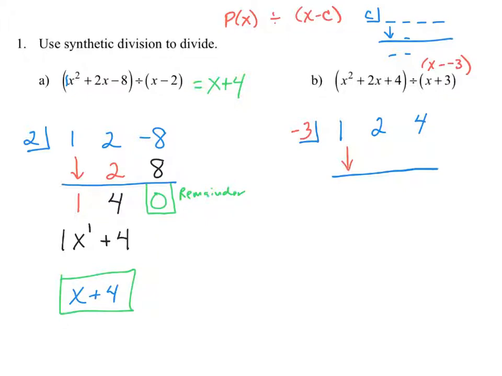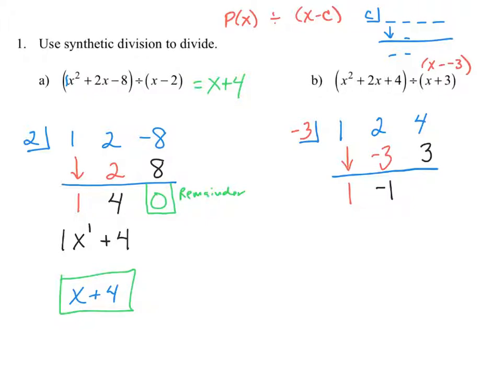After you get the setup, you always bring down the first coefficient of 1. Anything below the line, you're going to multiply by what's in the box. So 1 times negative 3 is negative 3, and that number goes in the next column. We're going to add those together. 2 plus negative 3 is negative 1. Now the number negative 1 below the line, we multiply by the negative 3 in the box to get positive 3.